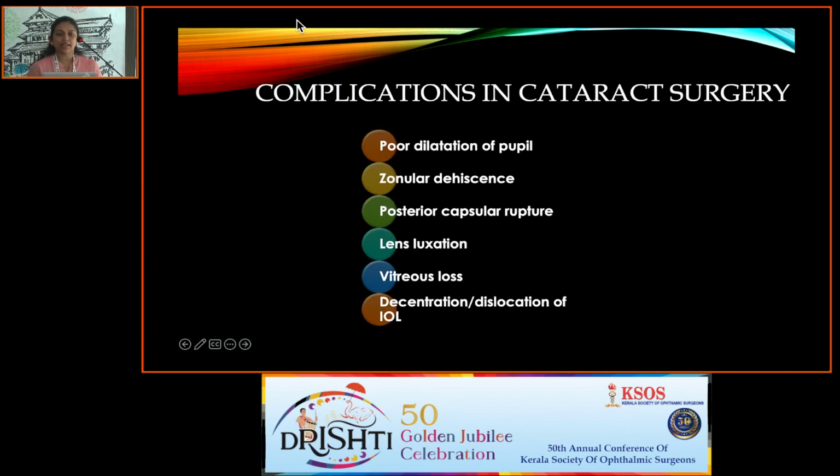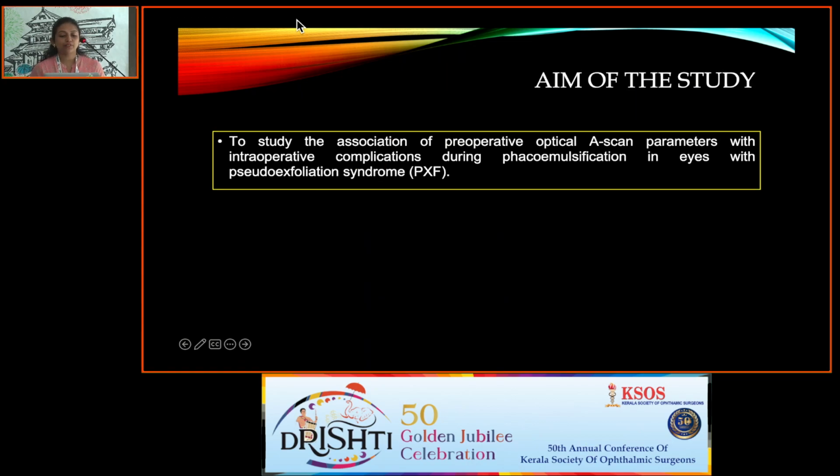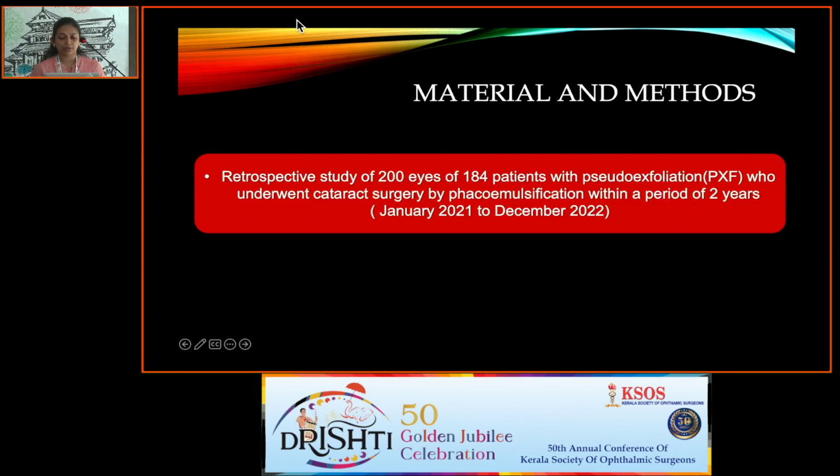The complications in cataract surgery in eyes with pseudoexfoliation syndrome include poor dilatation of pupil, zonular dehiscence, posterior capsule rupture, lens luxation, vitreous loss, decentration or dislocation of the IOL. Since only a minority of the patients with pseudoexfoliation get these complications during the surgery, it is important to find out beforehand those who tend to have complications. So the aim of our study was to study the association of preoperative optical A-scan parameters with intraoperative complications during phacoemulsification in eyes with pseudoexfoliation syndrome.